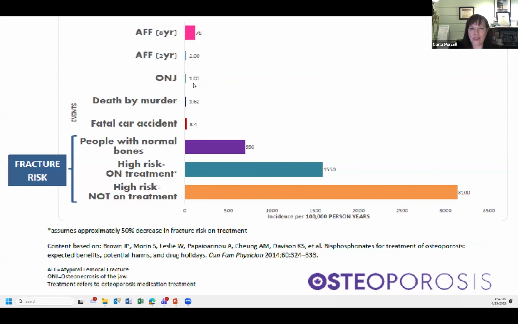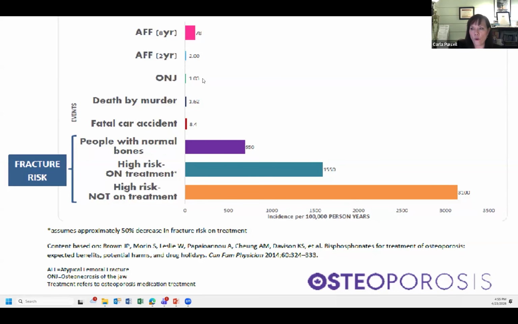And it often happens in patients who are on the medication at a much higher dose than we use for osteoporosis and have been on it for a long time. So that's a very, very rare side effect. And you can see that the benefit of the medication, we can lower your risk in half, right? The benefit of the medication far outweighs the risk.